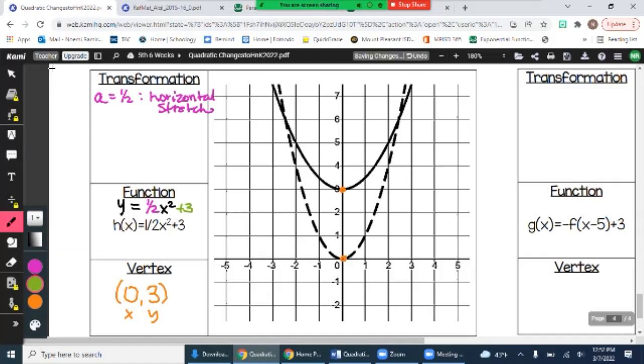All right. K is 3. K is a +3. So what does that do to my parabola? Shifts up. Now I'm just going to draw an arrow. Shifts up. Yep. But once again, K is not the y-intercept. In this one it is, but not always.